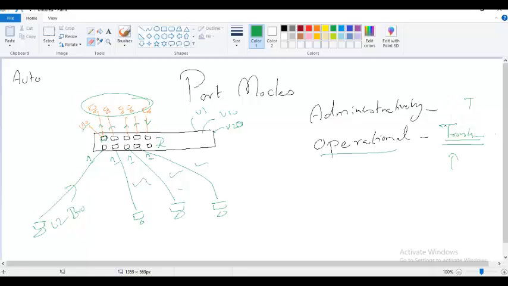When you configure a port as a trunk, operationally, it will change its policy. Earlier, the default policy, the access policy, is to be part of a single VLAN. But because the administrator has put the trunk command, because the administrator has said you are supposed to be trunk, as soon as the administrator puts the command, the operational mode will become trunk.